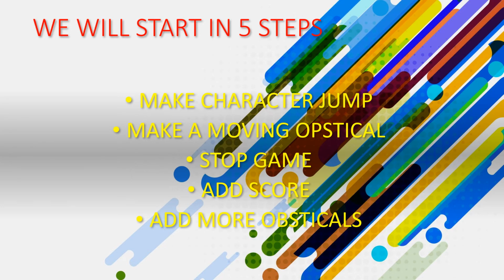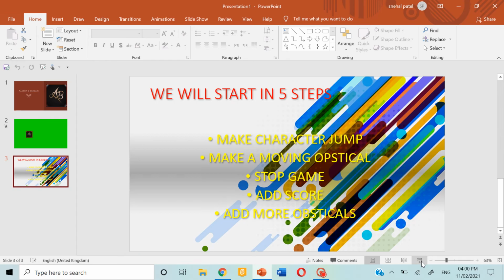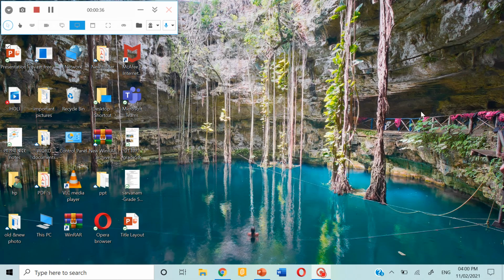So we will start in 5 steps. Make character jump, make a moving obstacle, stop the game, add more obstacles and add score. So let's start.